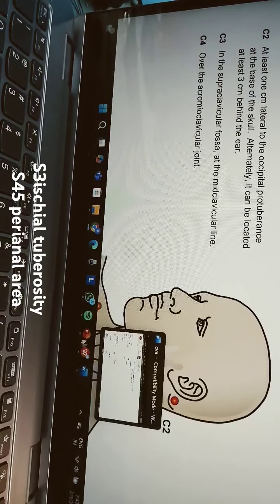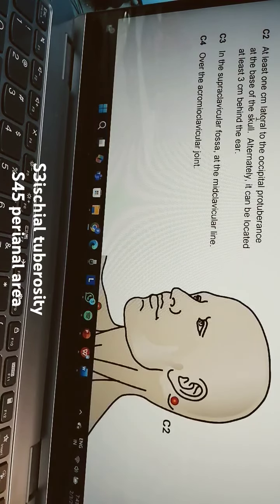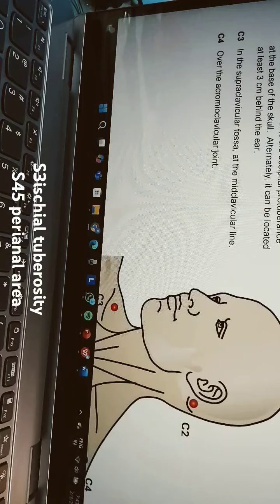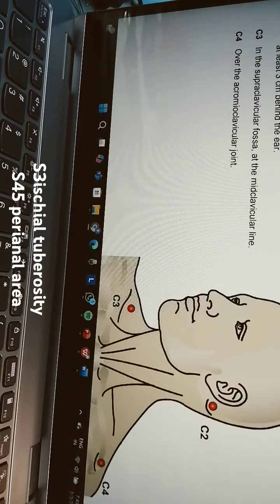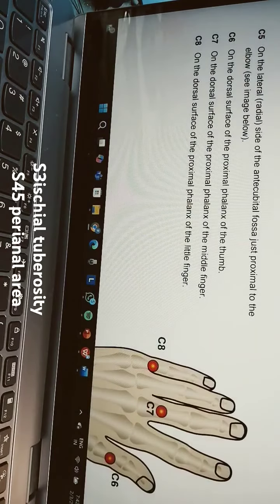Key sensory point for C2: at least 1 centimeter lateral to the occipital protuberance, at the base of skull. It can be located at least 3 centimeters behind the ear. C3: in the supraclavicular fossa, mid-clavicular line. C4: at the acromioclavicular joint.